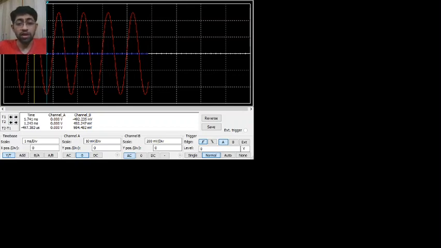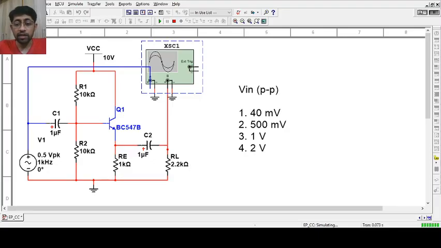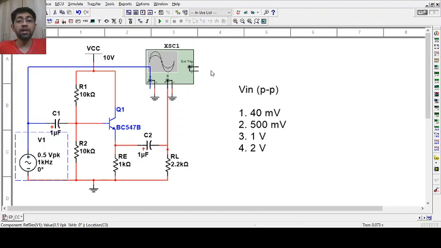So let us move to our fourth reading. Let us change the input once again. Here let us move to the last reading, which is nothing but 2 volt peak to peak. So 2 volt peak to peak is nothing but 1 volt peak, so let us change it to 1 volt peak. Now your source is giving 2 volt peak to peak. Frequency is the same for all readings, 1 kilohertz. We are changing only the peak value.